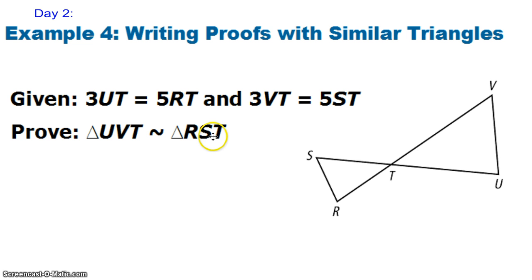So here we have given 3 UT equals 5 RT. And we have 3 VT equals 5 ST. So can we prove that triangle UVT is similar to RST? We can prove it, and how do we go about proving it?